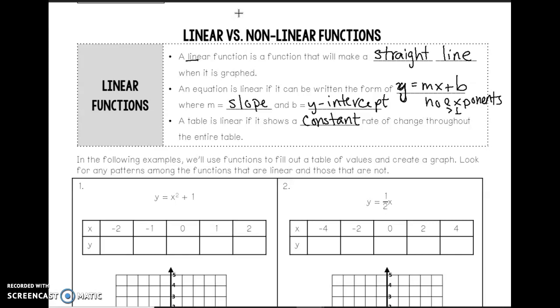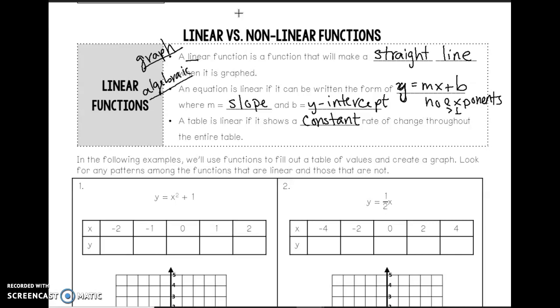We talked about different ways to represent a function. And here are different ways to tell if it's a linear function. We tell you how to do it if it's a graph. You look at the picture. Is it a straight line? We tell you how to do it if it's represented algebraically or as an equation.